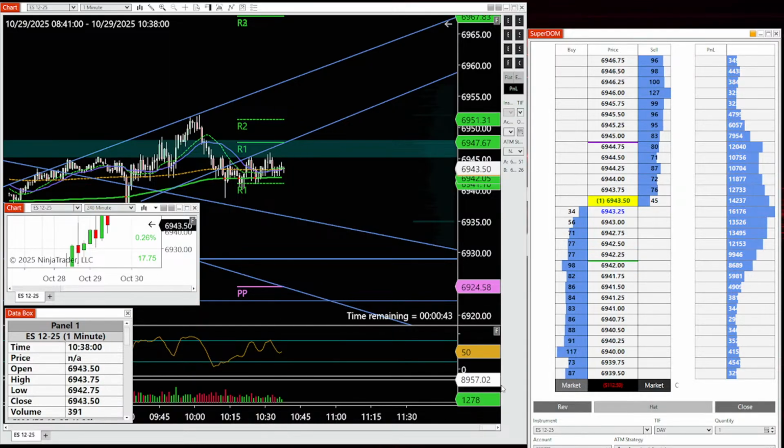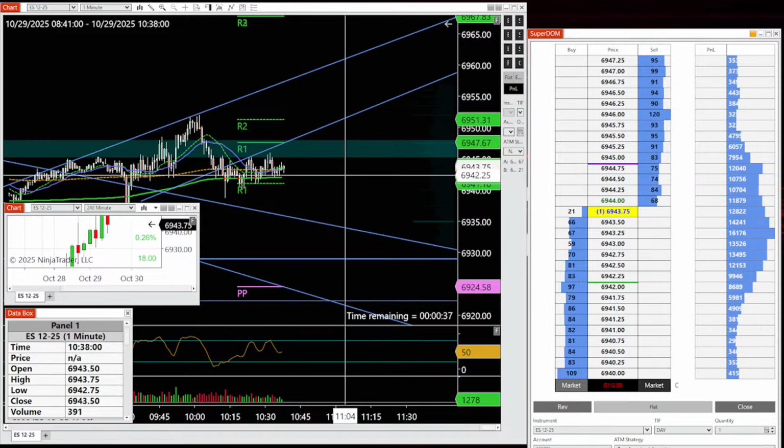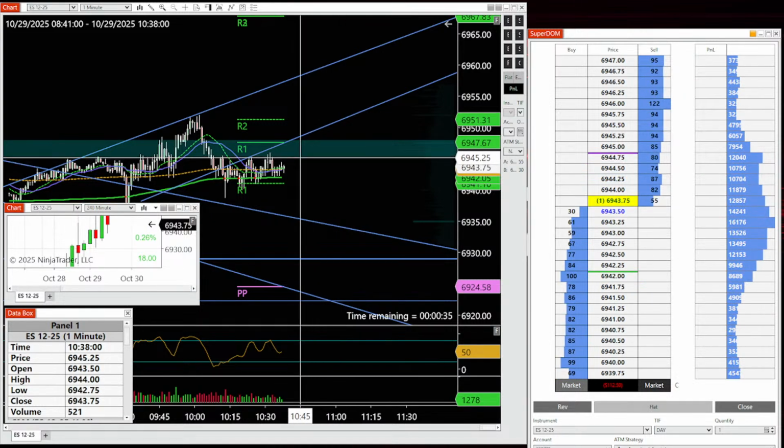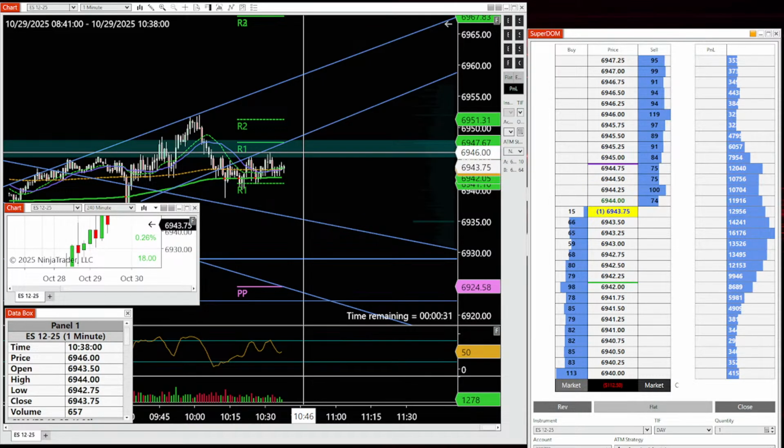So at this point, this is what we would call imbalance, where traders are willing to pay the price with each other between 41 and 46.